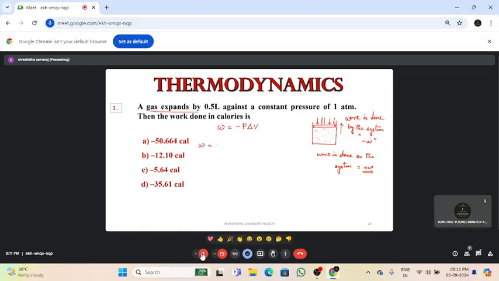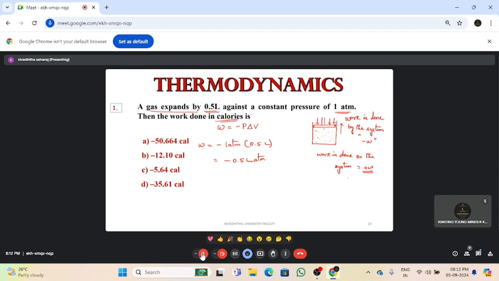So what is the external pressure? 1 atmosphere. And directly there we are provided with the change in volume. The gas expands by 0.5 liter, which means delta V is 0.5 liter. So what is the answer? Minus 0.5 liter atmosphere. But they're asking us to express it in calories.